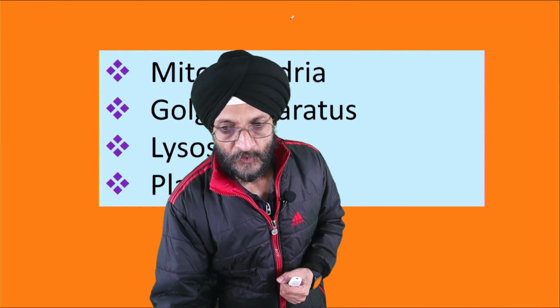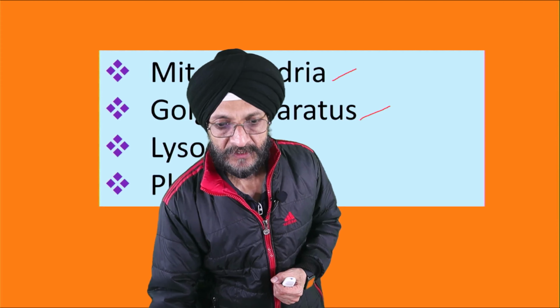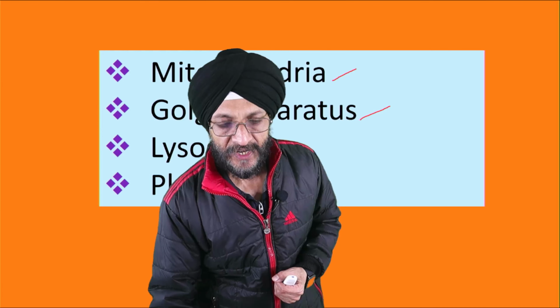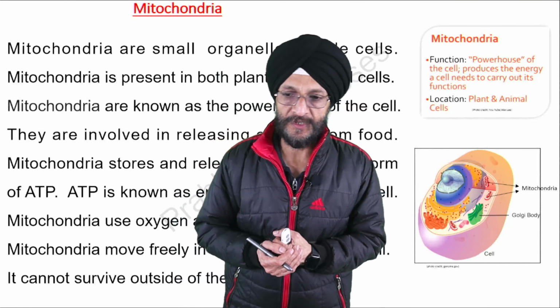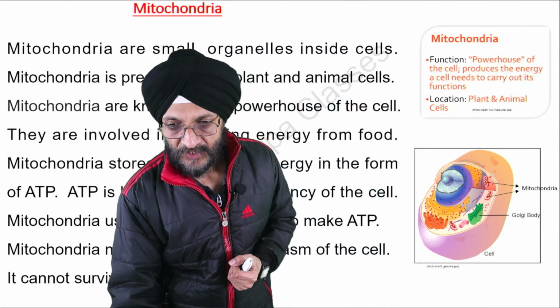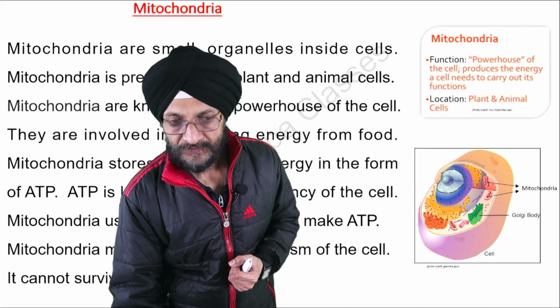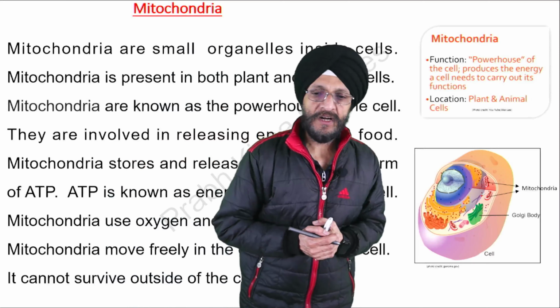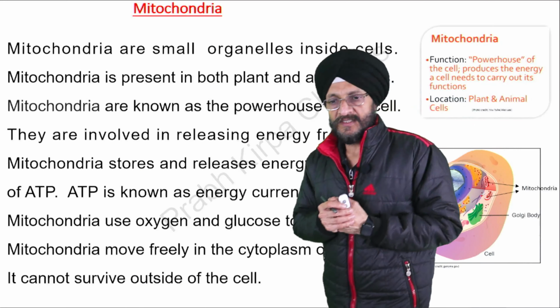In this lecture, we will learn about mitochondria, Golgi apparatus, lysosomes, and plastids. First, mitochondria. In this picture, you can see that these are the mitochondria. Mitochondria are small organelles inside the cells.